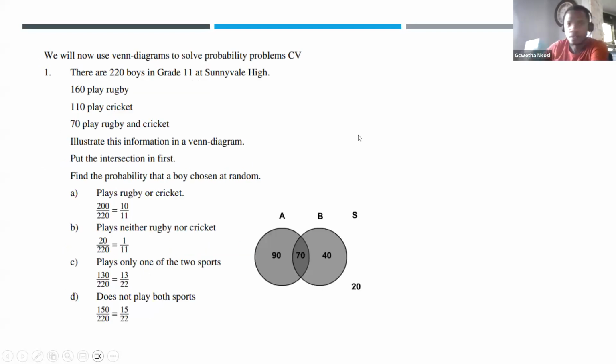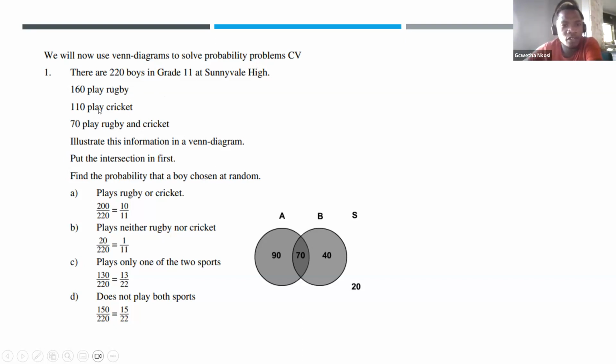Now, let's look at this Venn diagram and let us look at the scenario. There are 222 boys in grade 11, just like you, at Sunnyvale High. 160 of them play rugby, 110 play cricket. All right. 70 play rugby and cricket. Illustrate this information in a Venn diagram. How are we going to illustrate the whole of this scenario?